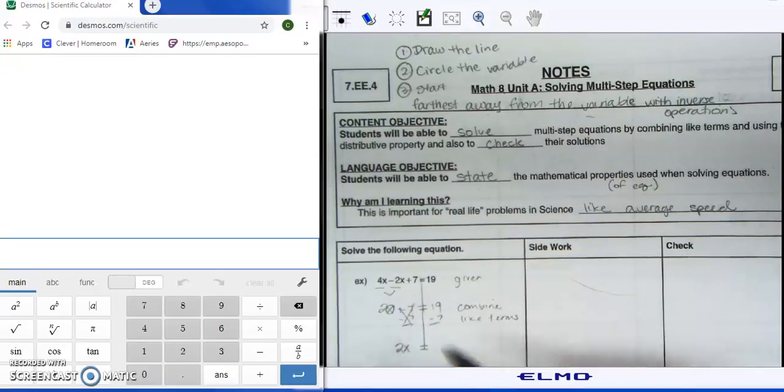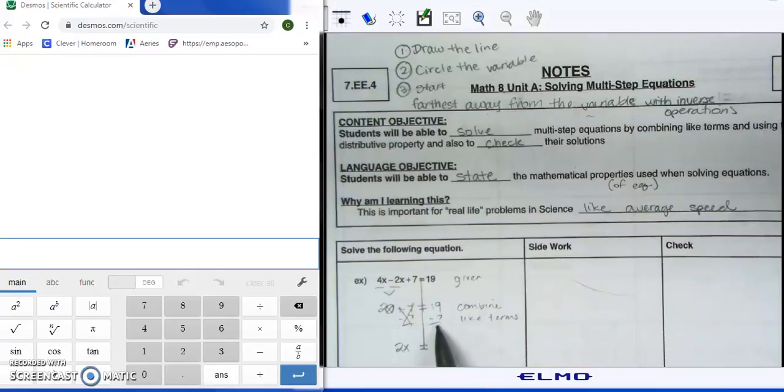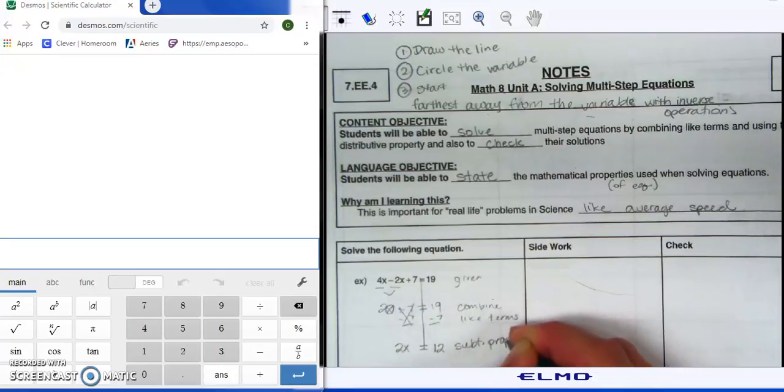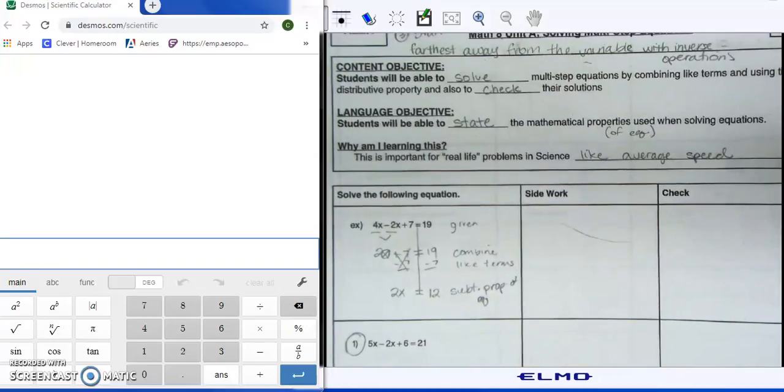2x will be equal to, now 19 take away 7, you can do in your head, is 12. I got there by subtracting on both sides. Since I did it on both sides, I'll write subtraction property of equality. And then I just continue. I see x still has a number on it. And so I'm going to continue a little bit more.